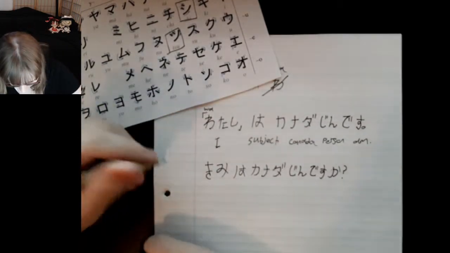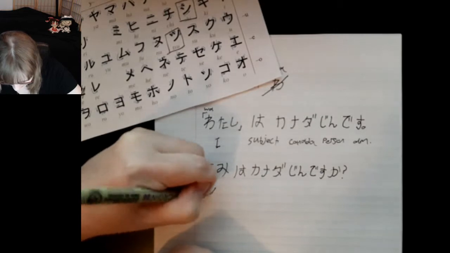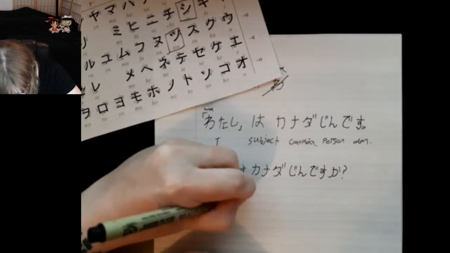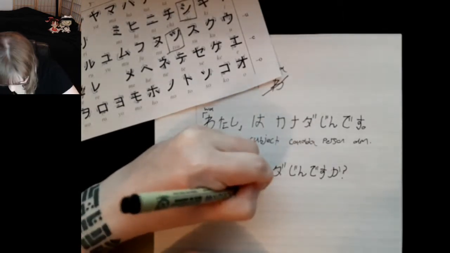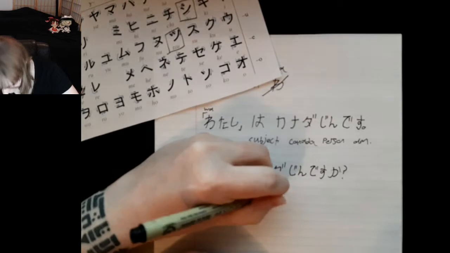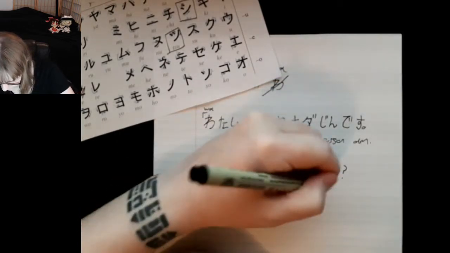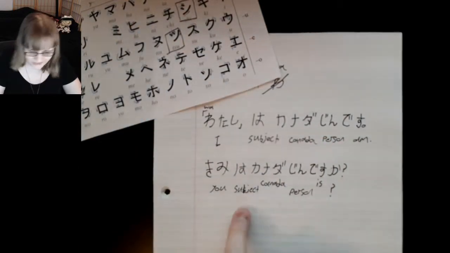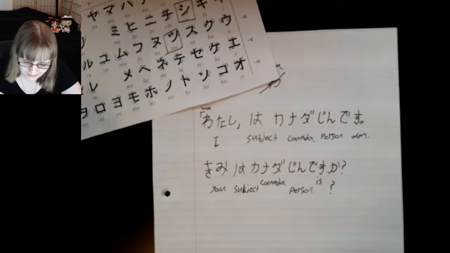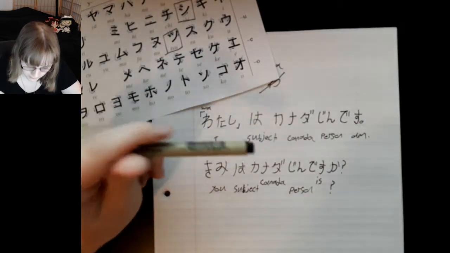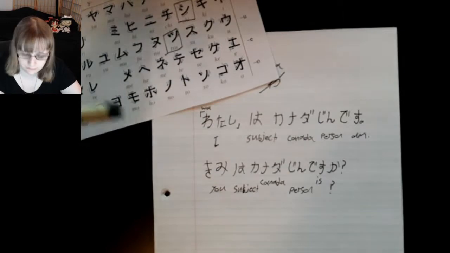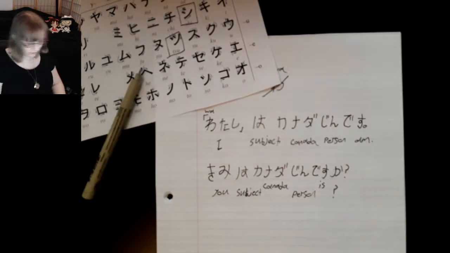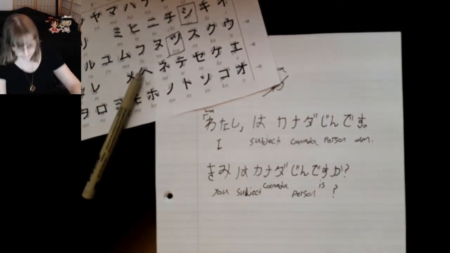So, Kimi, you. So that would be the most literal way of saying it. Kimi wa Kanada-jin desu ka? Are you Canadian? Alright, moving on, that is how we refer to other people.